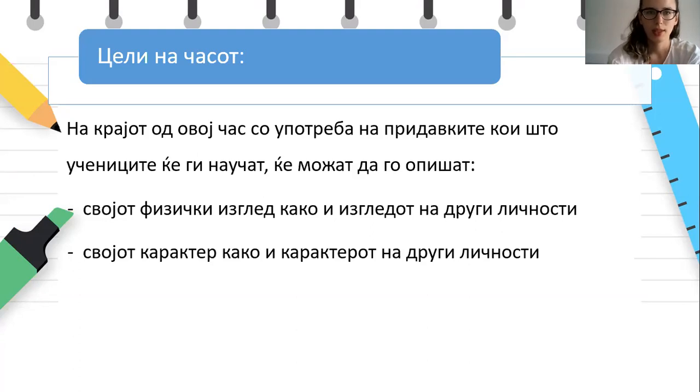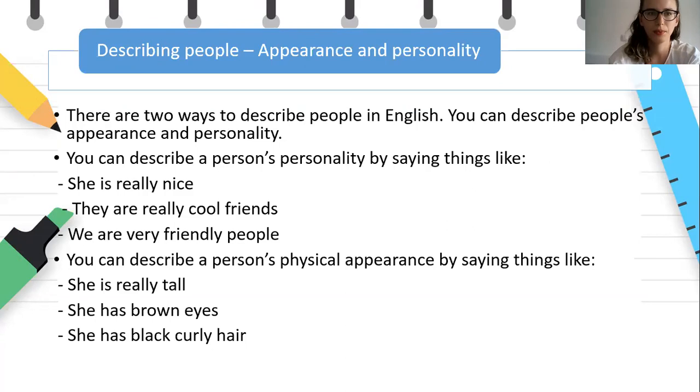Let's get started with the lesson. There are two ways to describe people in English. You can describe people's appearance and personality. You can describe a person's personality by saying things like, she's really nice, they are really cool friends, we are very friendly people. And you can describe a person's physical appearance by saying things like, she is really tall, she has brown eyes, she has black curly hair.